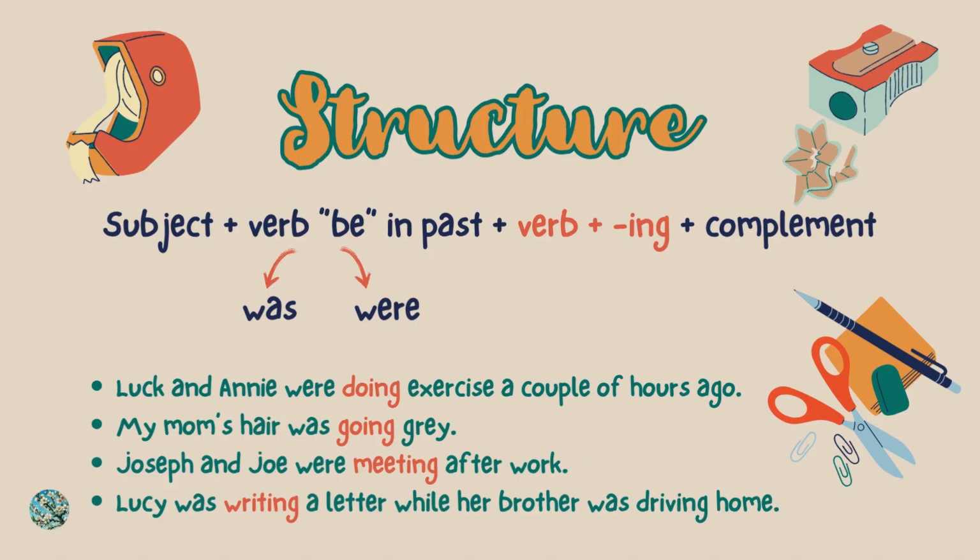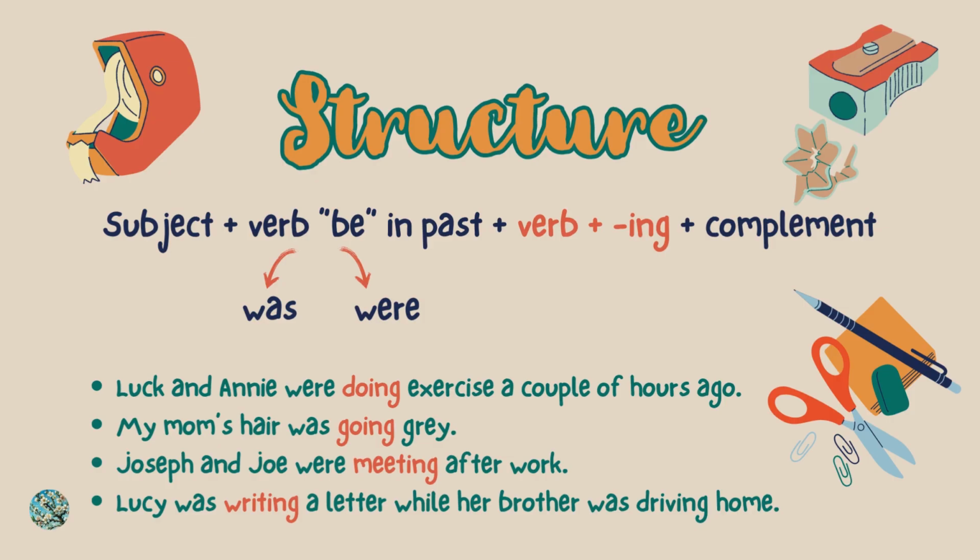The structure of continuous tenses needs an auxiliary verb, the verb be. Remember, the auxiliary verbs are not verbs. They only help the verb to construct another structure. In this case, the verb be has to be conjugated in the past. Was and were. Let's see the structure.